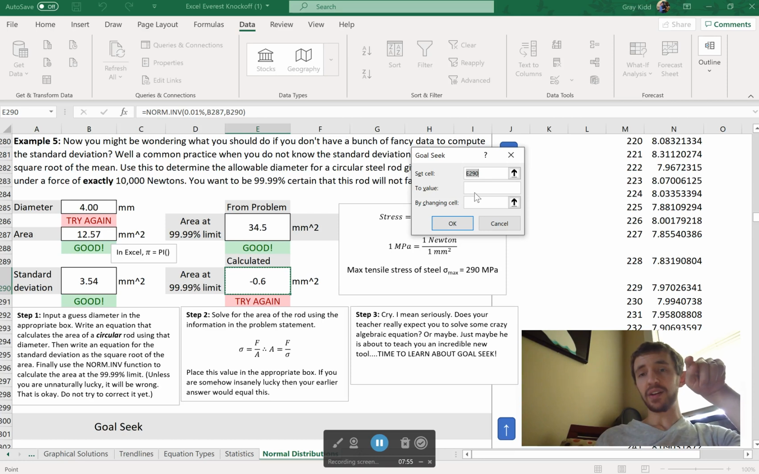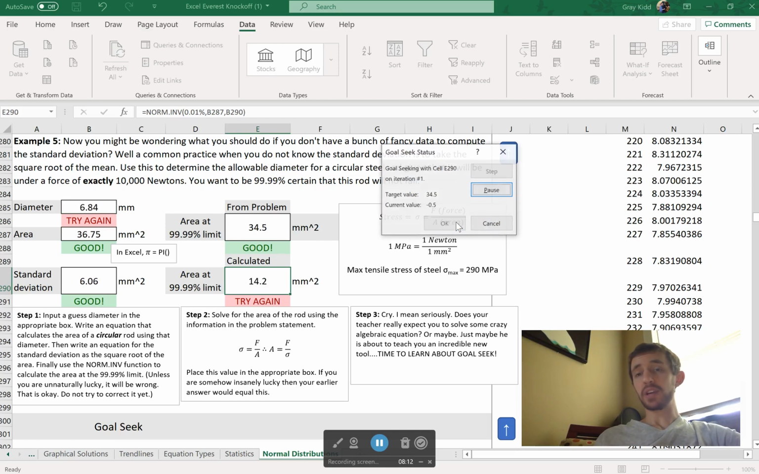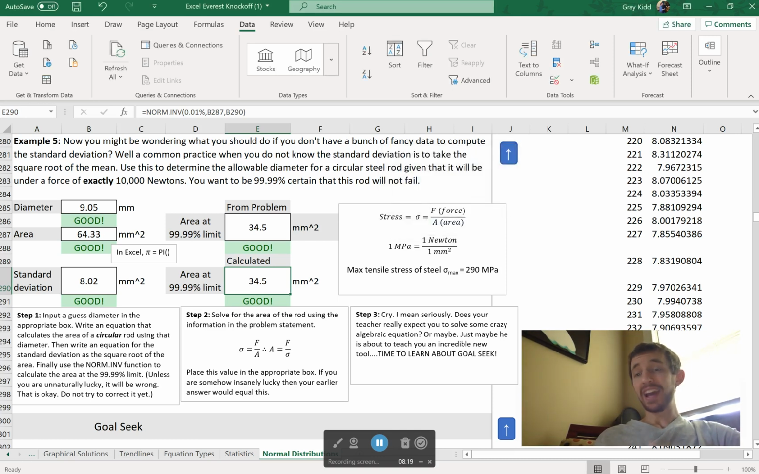And so I want to set this cell to a value of 34.5. I have to type it in. I can't use the cell reference. By changing this cell, I want to change the diameter so that my area at that 99.99% limit will be 34.5. Okay. So if I do that, I click OK. It runs, and boom, it's done. If I like the number it gives, I click OK. And you're finished. Goal Seek is magic. Use it in all your problems. It can solve them for you, and if you don't like the answer, just hit cancel and it will set it back to what it was beginning with.